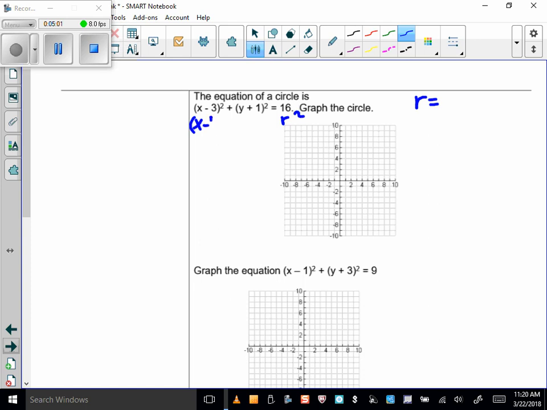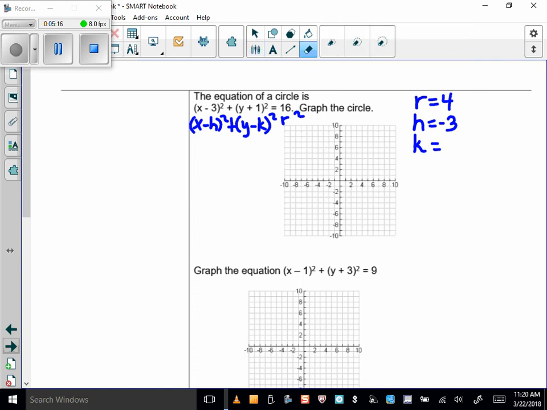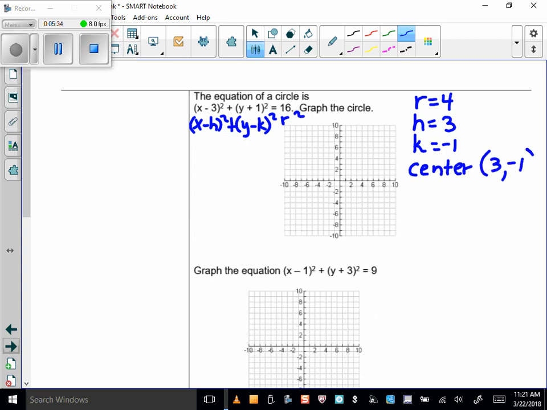And this is x minus h squared plus y minus k squared. So r is 4, h is +3, right? Because I'm doing x minus h, so x minus +3, and k is +1. All right, so now we just put these on our graph. Our center is at 3, 1, (h, k). So that goes right there.